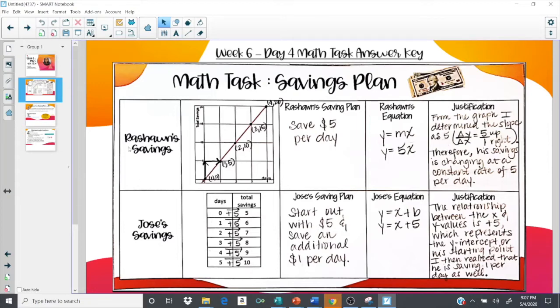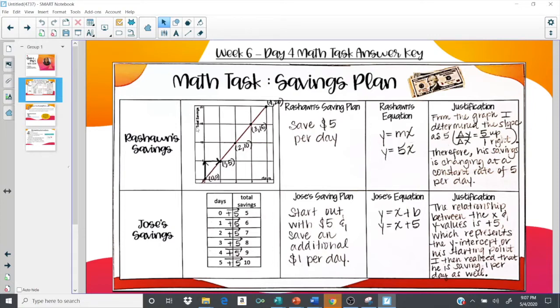So you have Rayshawn's savings plan, and that was presented to you in a graph. So we need to identify the relationship represented by the graph. To do that, I labeled the points, and the points were already on the graph given to you. The first point is (0, 0). The second point, (1, 5). Third point, (2, 10). Fourth point is (3, 15). And the fifth point is (4, 20).